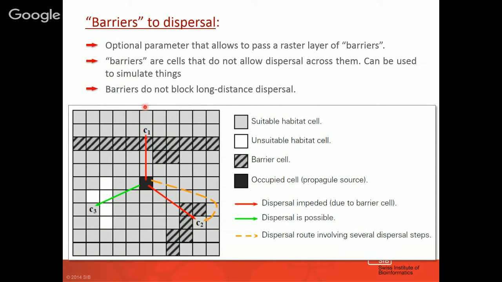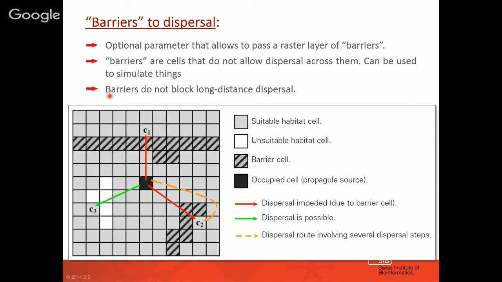Okay, here is a short illustration on how barriers to dispersal work. So they really work just like you would expect them to work. So you have a source cell here that is an occupied cell, sorry, here in black. And if you have a barrier here, it's the striped cells. So for instance, the C1 cell here would not be accessible anymore. And the C2 cell neither, because each time the dispersal path is blocked by a barrier. Of course, in the case of the C2 cell, maybe in more than one dispersal event, you will still manage to get there, because eventually you will be able to work around the barrier, which is not the case of the C1 cell here.